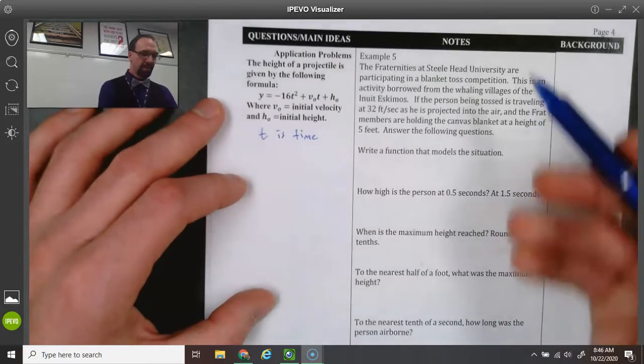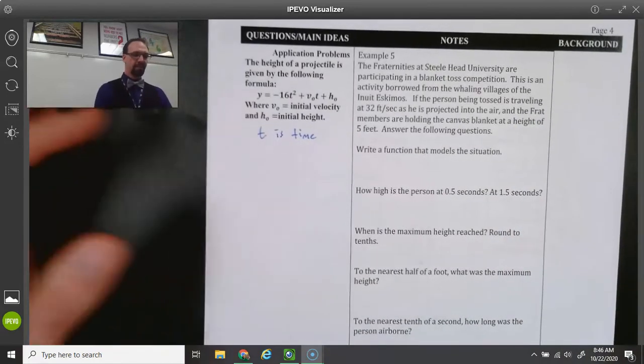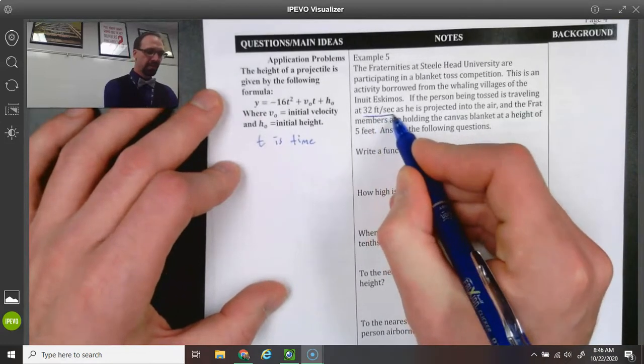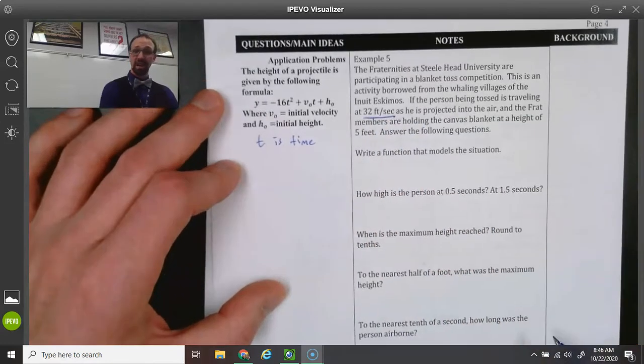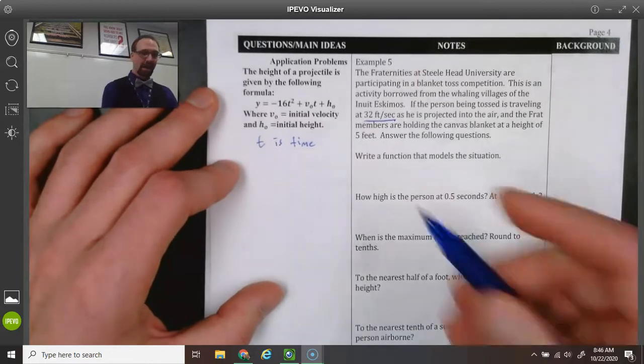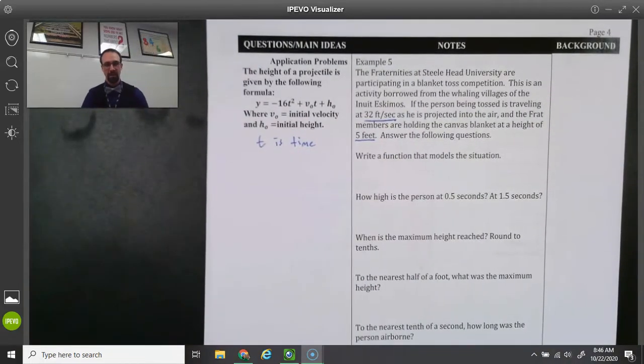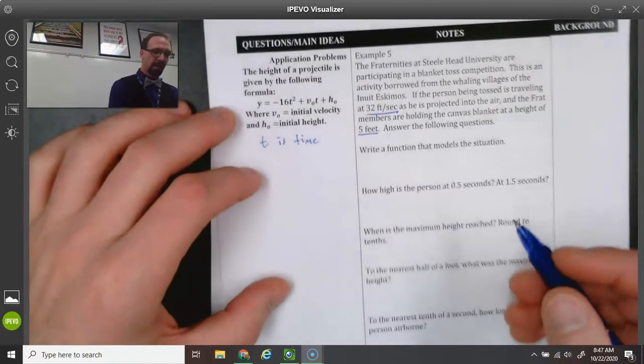So this particular instance talks about a person traveling at 32 feet per second. This 32 feet per second is your initial velocity, and then they are standing at a height of 5 feet. Remember, they're not starting at ground level. They're actually starting at 5 feet before they throw them in the air. Write a function that models this situation.